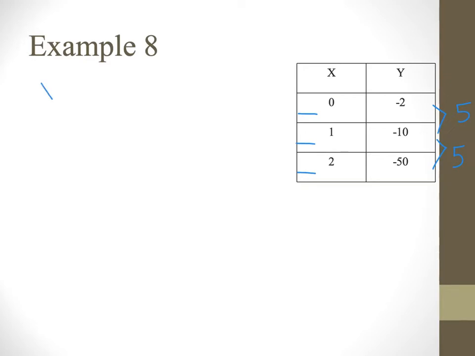So I now know that of my y equals a times b to the power of x, my b value is going to at least be a 5.